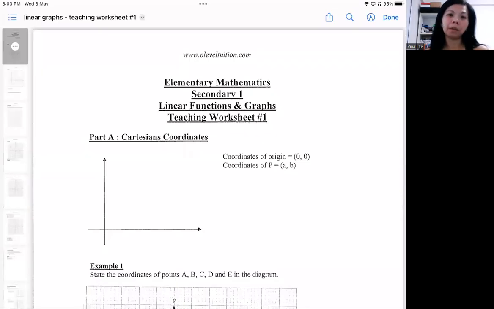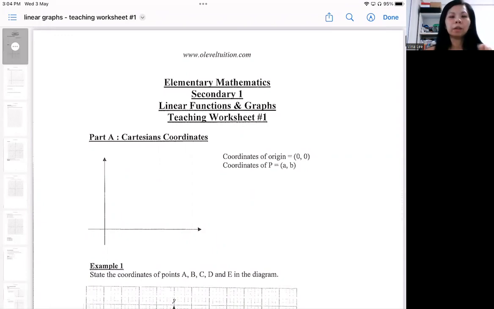If this topic, linear functions and graphs, is your first encounter with graphs in secondary math, then in this first section you will learn about linear graphs. That means essentially you will just be drawing straight line graphs. As you progress to Sec 2, you draw different kinds of graphs. Sec 3, you also have graphs.